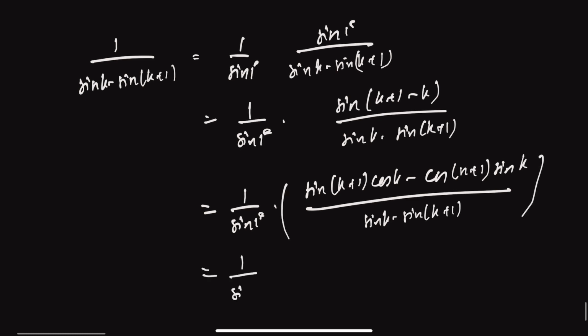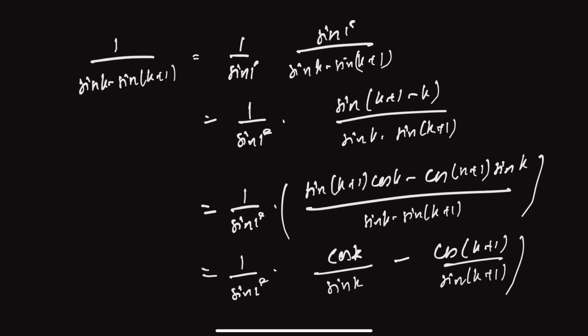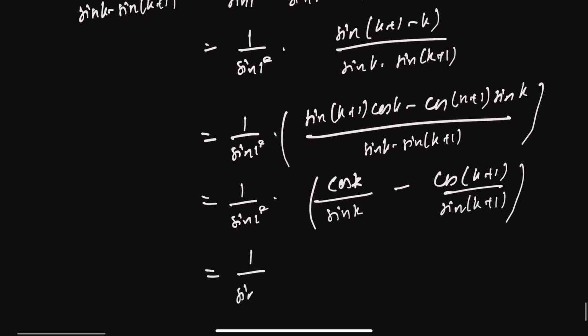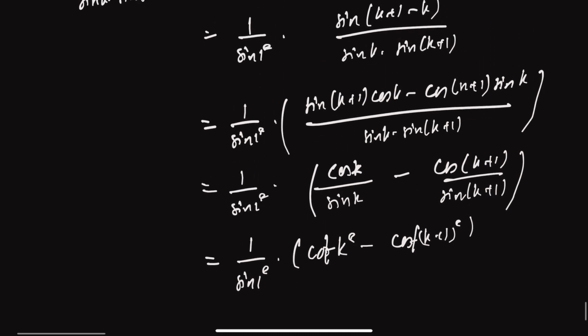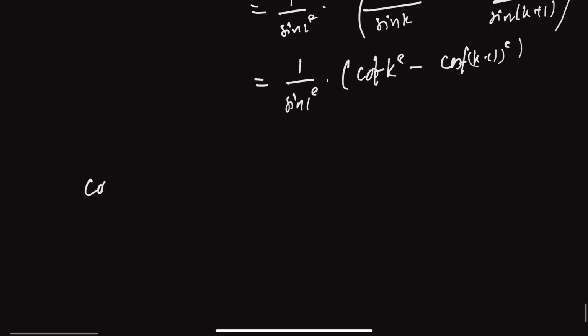So this is nothing but 1 by sine 1 degrees into, so sine k plus 1 will get cancelled, and you will be left with sine k cos k minus, here sine k will get cancelled, you will be left with cos k plus 1 by sine of k plus 1. So that will be 1 by sine 1 degrees into cot k degrees minus cot k plus 1 degrees. Sorry, cot, not cos, because cos by sine is cot. So that's about each term. So basically we are having cot 60 degrees minus cot 61 degrees.